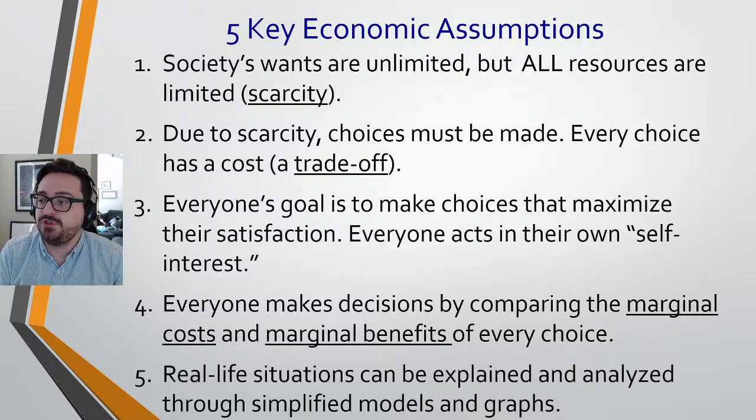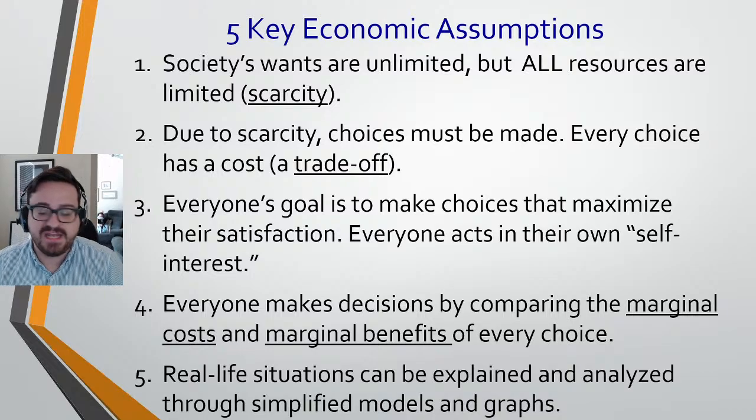How do we figure out how people choose? They act in their own self-interest. They weigh the cost and the benefit. And number five, we've already mentioned today, which was with the circular flow model. Real life can be explained and analyzed through simplified models and graphs. That part we've already been through.